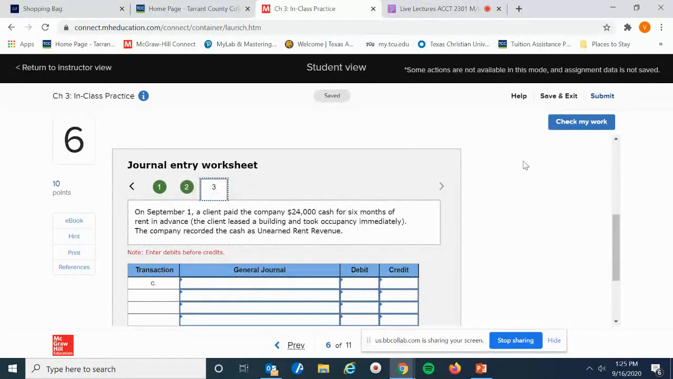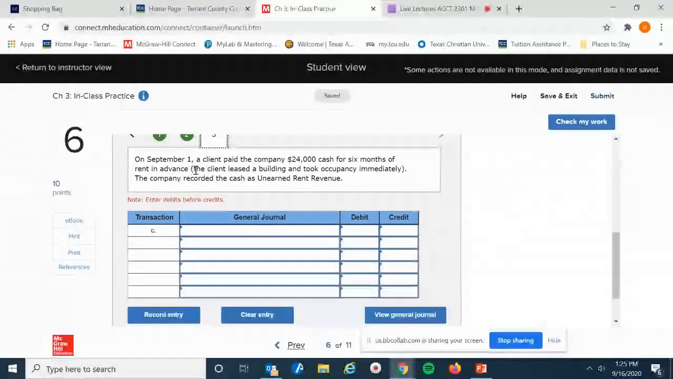All right, let's look at the 3rd transaction. On September 1st, a client paid the company $24,000 cash for 6 months rent in advance. So this is very similar to the first transaction that we did. I'll take the $24,000 and divide by 6 months. So every month, the company will be earning $4,000 worth of revenue.